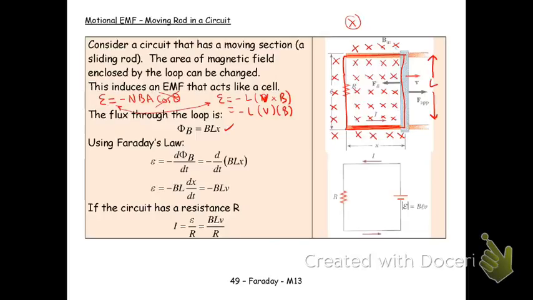So that makes sense. And then I can use Faraday's law. E is equal to minus d phi B by dt, which equals minus d by dt of BLX. So I get E is equal to minus B and L, because they're constants for this example, dx by dt, which is velocity, minus BLV. So basically, whether I go using one route or the other route, I end up at the same answer. Okay?